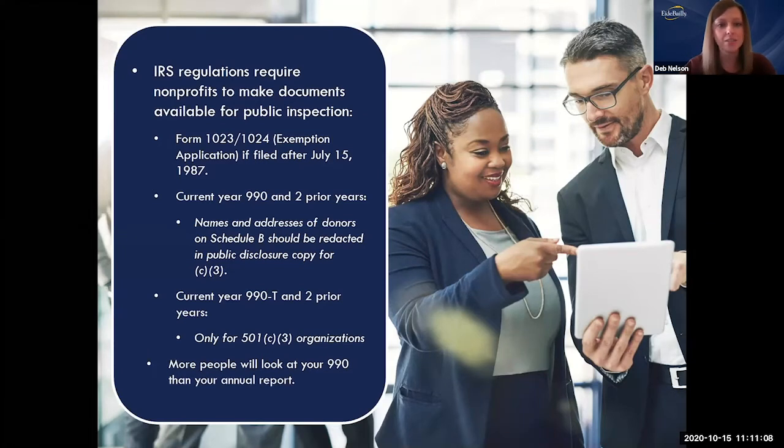And Kim touched on this, but we want to make sure that those copies are the public disclosure copies. So if anyone is coming and requesting that directly from you, you should have a copy that's labeled a public disclosure copy where any names and addresses of your donors are redacted from the Schedule B. And if you're exempt under 501c3, you're also required to have your Form 990Ts available for public inspection. This is the form used to report any unrelated business income that you might have, and that again is your current year 990T and the 2 prior years.